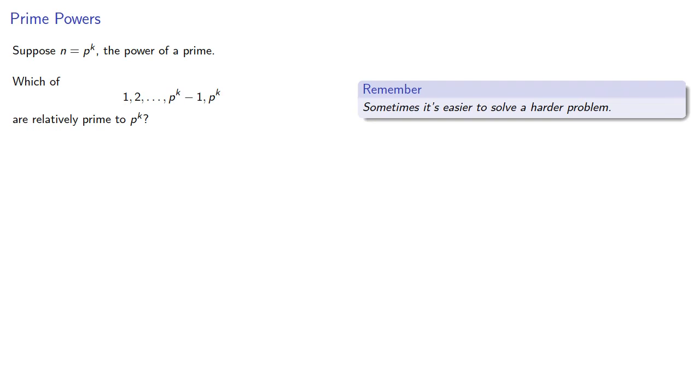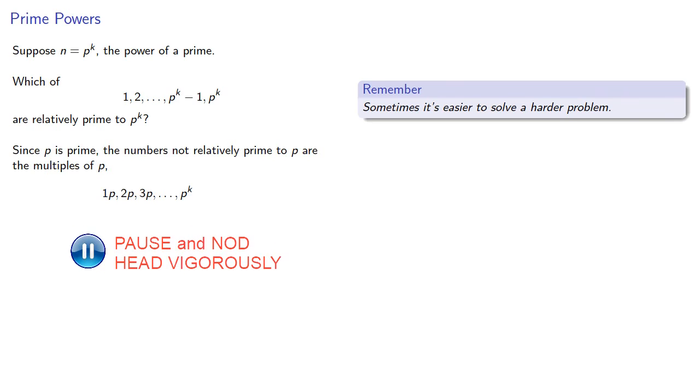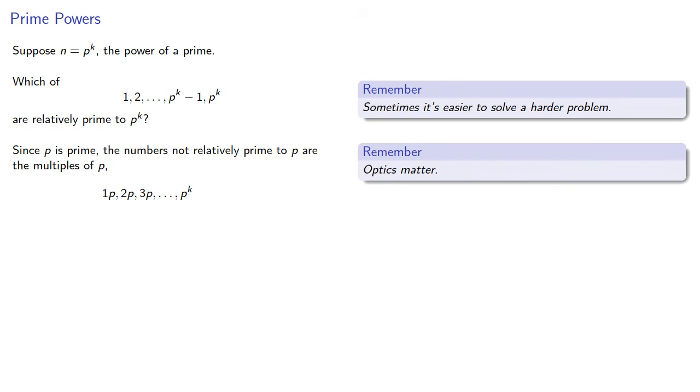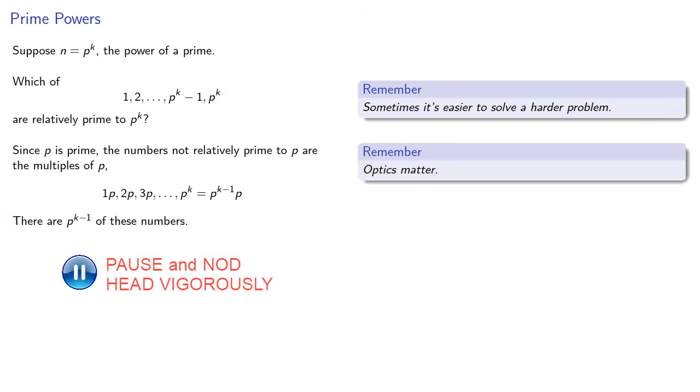Now, since p is prime, the numbers not relatively prime to p are the multiples of p. Now, optics matter, and if we want to think about these as multiples of p, then this last one, p to the k, I want to think about that as something times p, and so I'll rewrite it. And the important thing about this is that we see there are p to the power k minus 1 multiples.